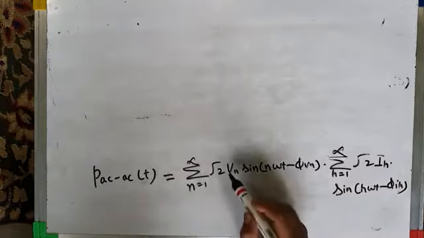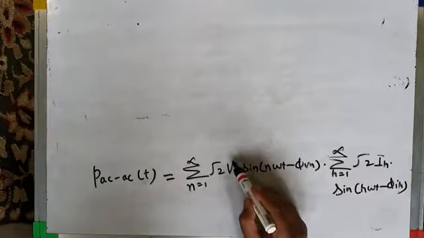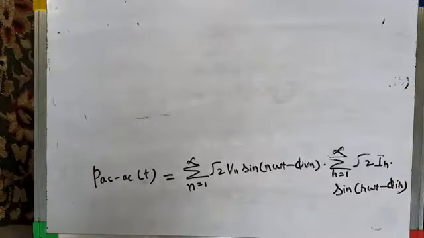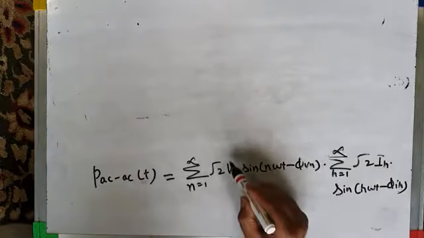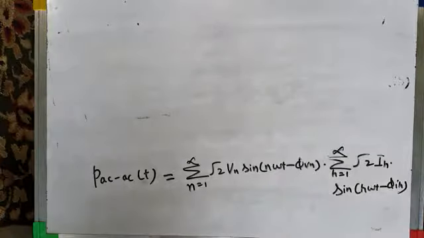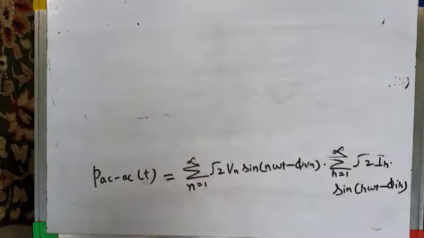It is also possible that dissimilar frequency components will interact with each other. I mean, the fundamental component of voltage is interacting with the second component of current. The second component of voltage is interacting with the third component of current. Similarly, the second component of voltage is interacting with the fourth harmonic component of current. The second harmonic component of voltage is interacting with the fifth harmonic component of current, and so on.